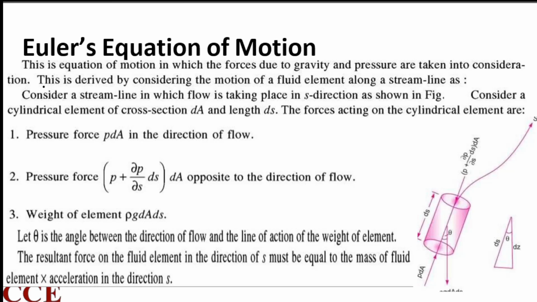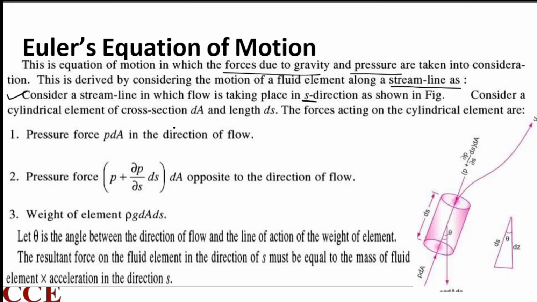As per the previous discussion, we know this equation of motion, in which the force due to gravity and the force due to pressure are taken into consideration, can be derived by considering the motion of a fluid element around a streamline. We consider a streamline in which the flow is taking place in the S direction. You can see here there is a streamline and the flow is taking place in the S direction.